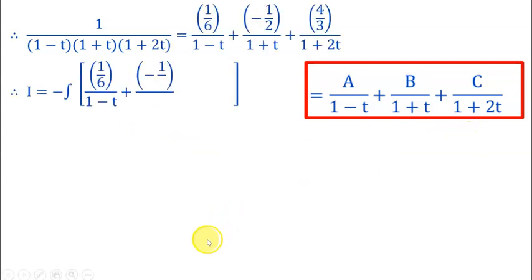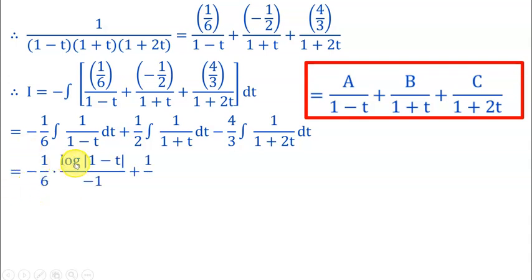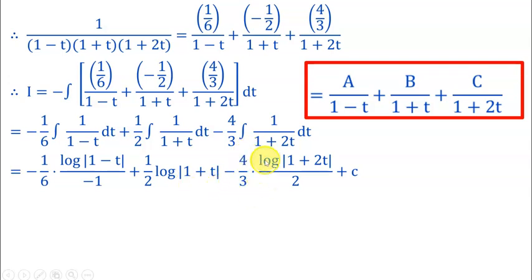Therefore, now integrating on both sides, I is equal to minus integral in square bracket 1 by 6 upon 1 minus t, the value of b, minus 1 upon 2 upon 1 plus t, plus the value of c, 4 by 3 upon 1 plus 2t. Integrate this. Minus 1 by 6 integral 1 upon 1 minus t dt, plus 1 upon 2 integral 1 upon 1 plus t dt, minus 4 by 3 integral of 1 upon 1 plus 2t dt. That is minus 1 by 6 log of mod of 1 minus t upon minus 1, plus 1 upon 2 log of mod of 1 plus t, minus 4 by 3 log of mod of 1 plus 2t upon 2, because the derivative of 2t is 2 here, plus c.